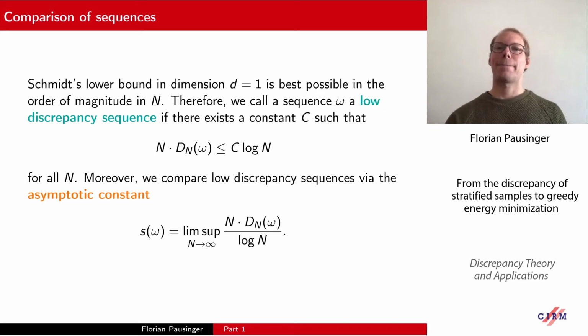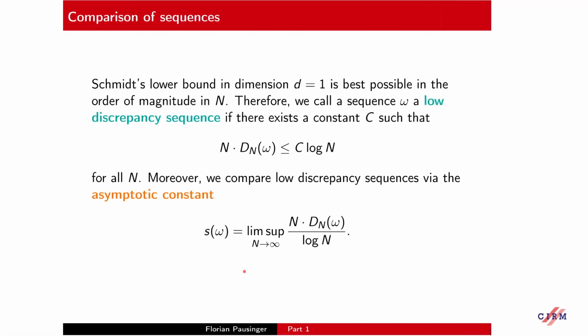And this lower bound turns out to be best possible in the one-dimensional case, and this leads to the term of a low discrepancy sequence. So if you have an infinite sequence of points such that its discrepancy can be upper bounded by log n over n, then you say this is a low discrepancy sequence. And this asymptotic constant that you get via this limit superior relation can be used to compare different infinite sequences.